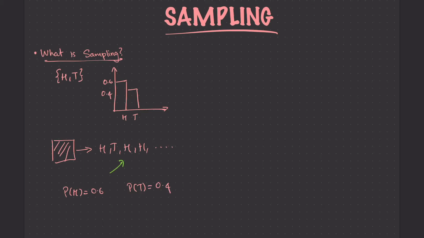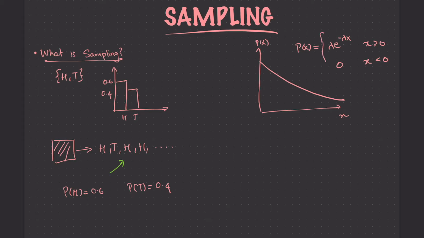We can extend this intuition to the continuous case. For example, let's consider the exponential distribution, where p of x is equal to lambda e raised to minus lambda x when x is greater than or equal to 0, and 0 when x is less than 0.